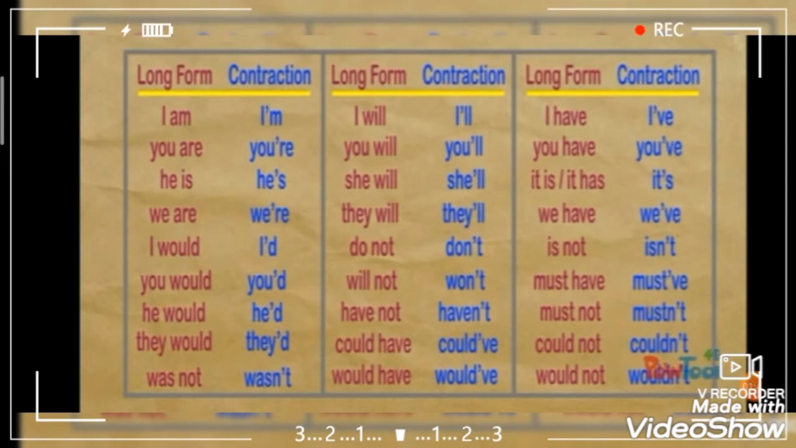I have. You have. It is, it has. We have. Is not, isn't. Must not, mustn't. Must have. Could not, couldn't. Would not, wouldn't. In this way, some words are contracted.